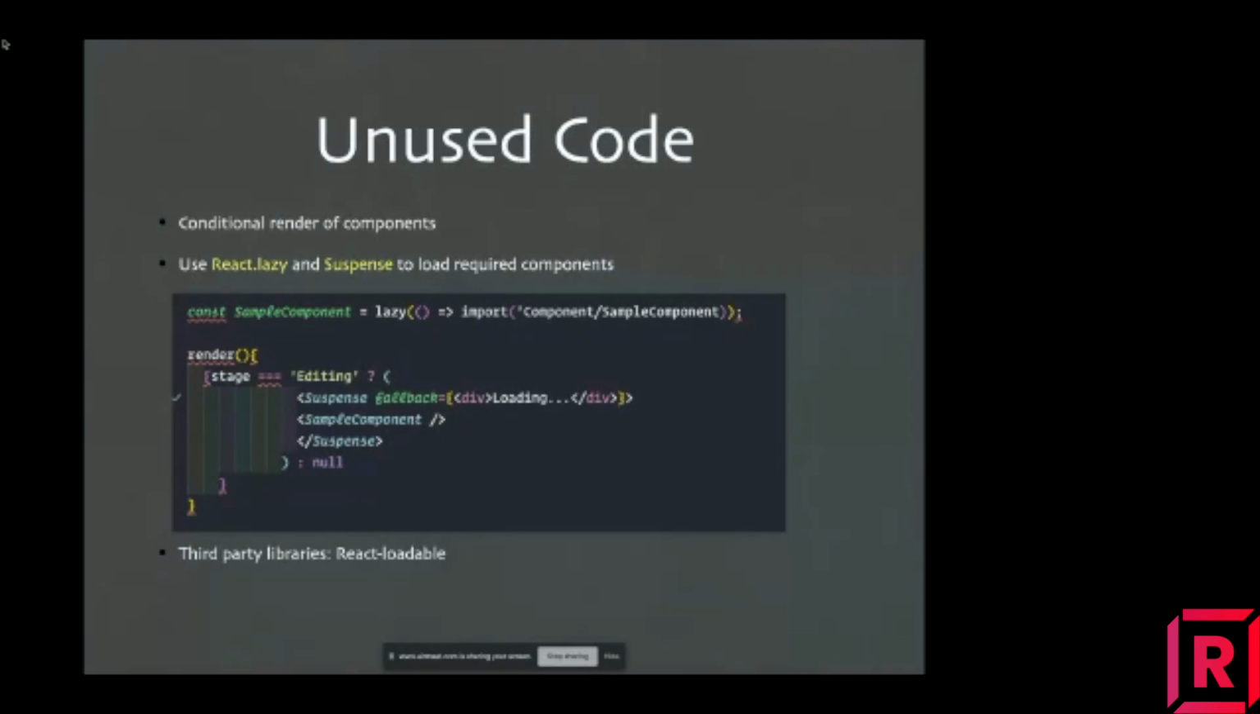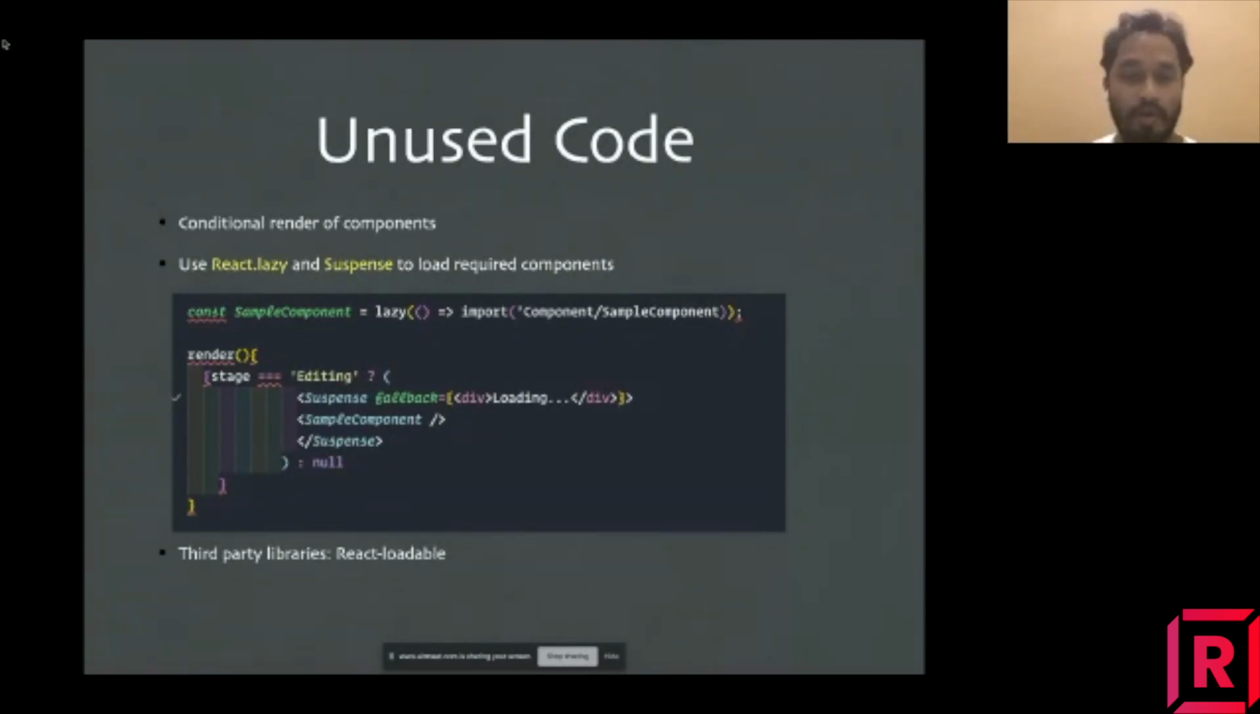So what this does is it just puts a loader over there. Until lazy gives you the promise that it has completed, the suspense will be there. As soon as it gets completed, the sample component gets loaded. And there are a lot of third-party libraries like React Loadable that you can use. But React Lazy and Suspense are part of React, and I would actually use that.